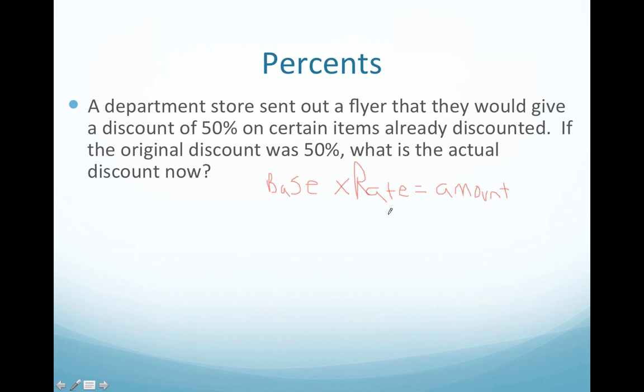In this case, we already got a 50% discount. So we've got an original discount, and we're going to add that to a new discount. Original plus new equals the total discount, because you're getting two discounts here. The original plus the new equals the total.